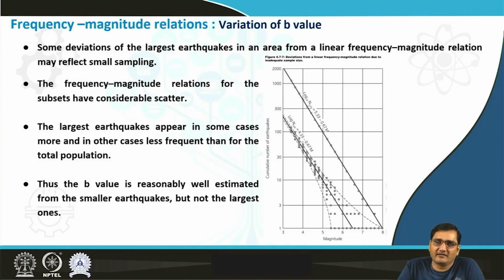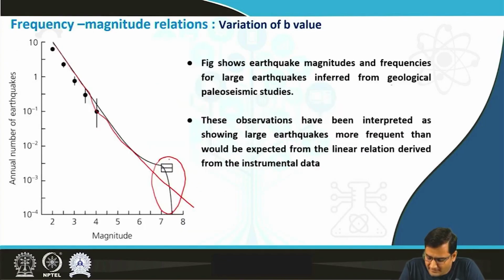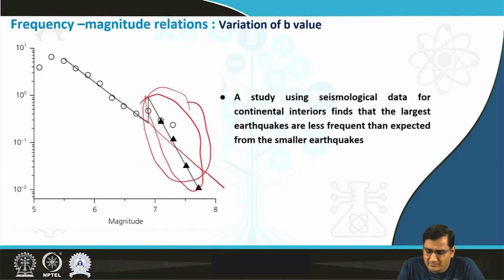So there is always a considerable amount of scatter in the frequency magnitude relation. This is what is written here: some deviations of the largest earthquakes in an area from a linear frequency magnitude relation may reflect a small sampling. So these deviations that you are seeing, the deviation for the continental interior, and here around the trench area where the larger earthquakes are happening more, may be due to the smaller sampling of the data.